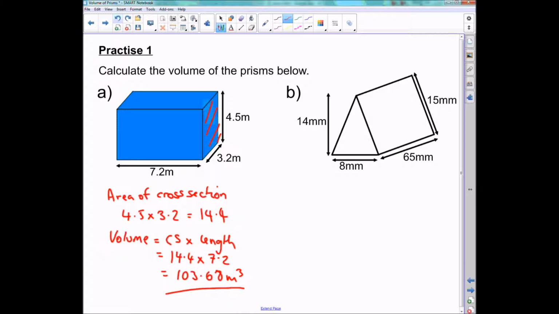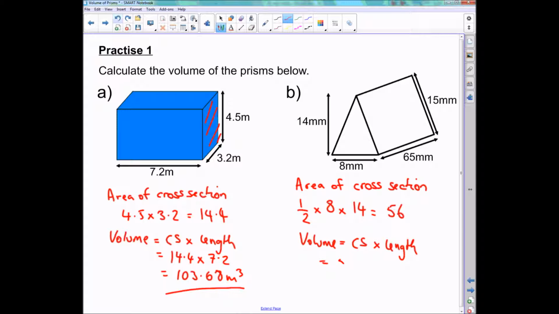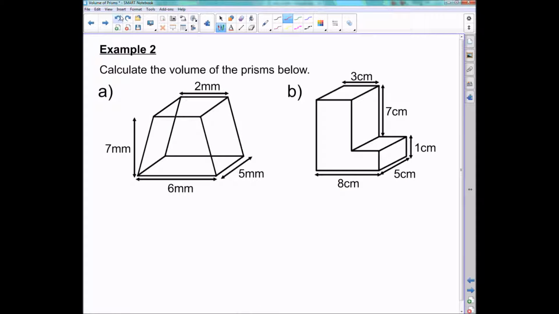Okay, I'm going to do the same thing for the triangular prism. Again, I'm going to start off with the area of the cross-section. Remember the formula for a triangle. I've got a half times the base, which is 8, times the height, which is 14. Doing that, I get an answer of 56. To find the volume, again, I've got to do the cross-section times the length. In this case, the cross-section is 56 and the length is 65. If I multiply those two numbers together, I get an answer of 3,640 millimeters cubed.